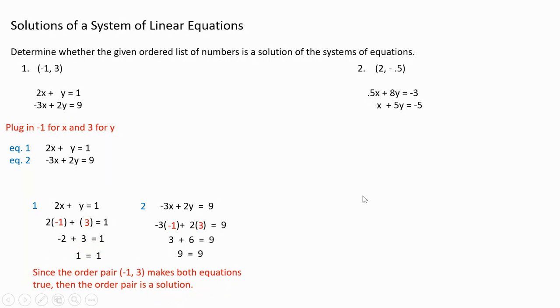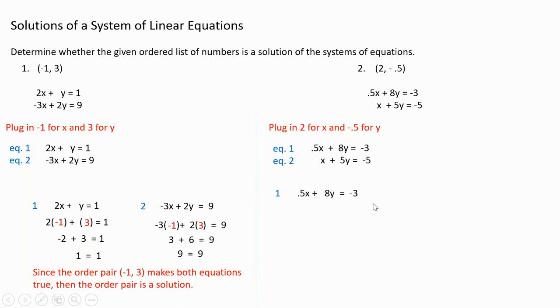This is problem number 2, so we're going to do the same thing, but this is another point for two different equations. Like before, we're going to plug in 2 for x and -0.5 for y. So again, equation 1, equation 2. First we take equation 1, and we plug in the values 2 for x and -0.5 for y. Let's see what it gives us. It gives us 1 minus 4, so this is true, right? So we can proceed. Now let's go to equation number 2.